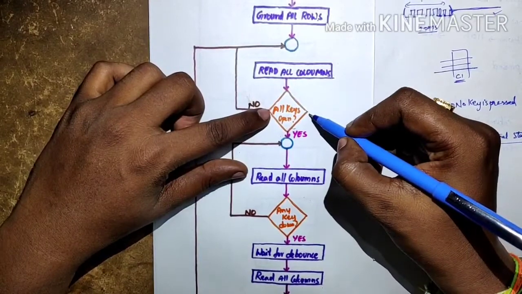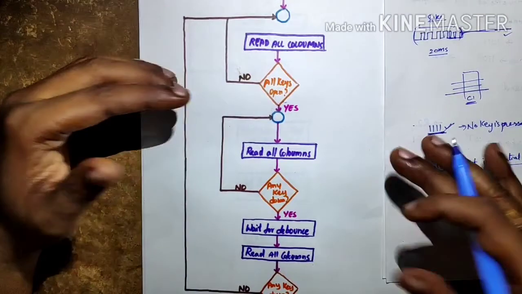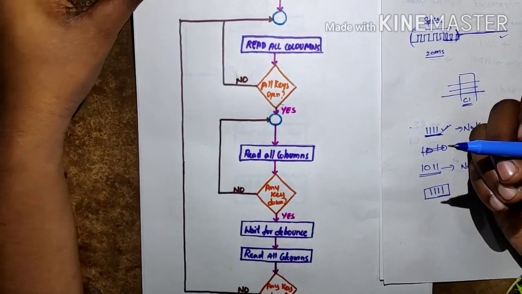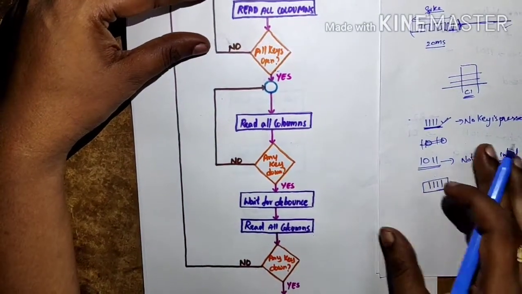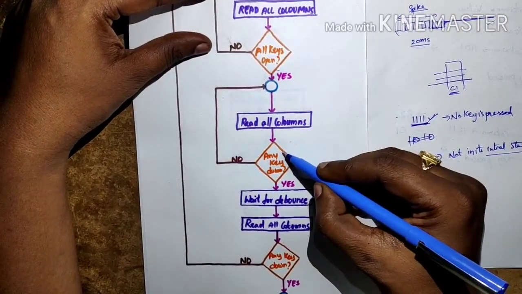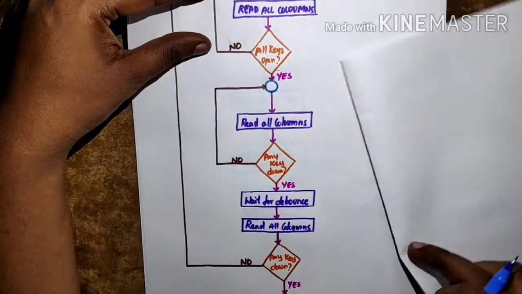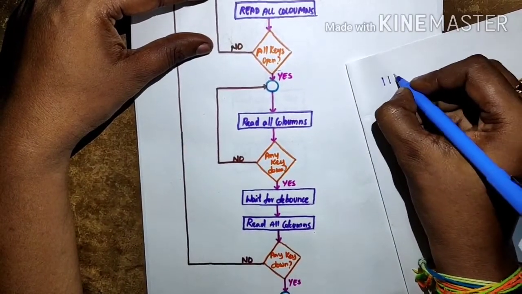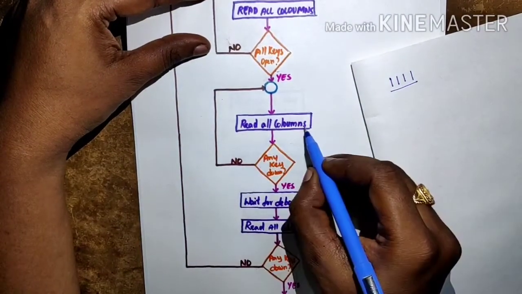Now when all keys are open, we will come to step 2. That means our microcontroller will check if there is any key press. Again it will read the value of columns. So it will read all the columns. If any key is down, the value of columns will be changed. The value of our columns is all ones at this particular stage, so it will read them.